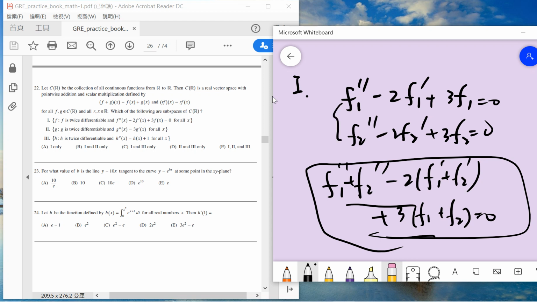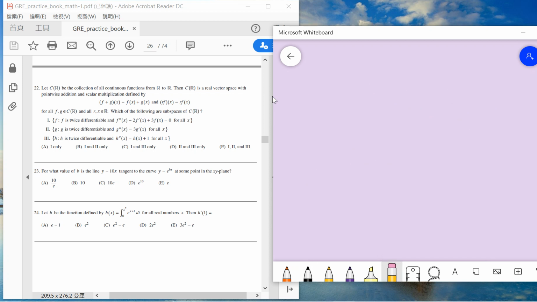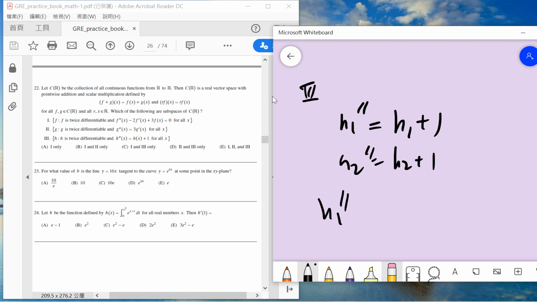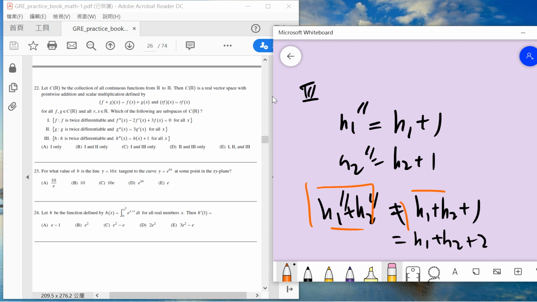Also, the second one is similarly a linear subspace. However, the third one is not, because if H1 and H2 both satisfy the equation, when you add them together, it will not be this, it will be this. So if H1 belongs to the third space and H2 belongs to the third space, then H1 plus H2 does not belong to the third space. So the answer is first and second, so we choose B.